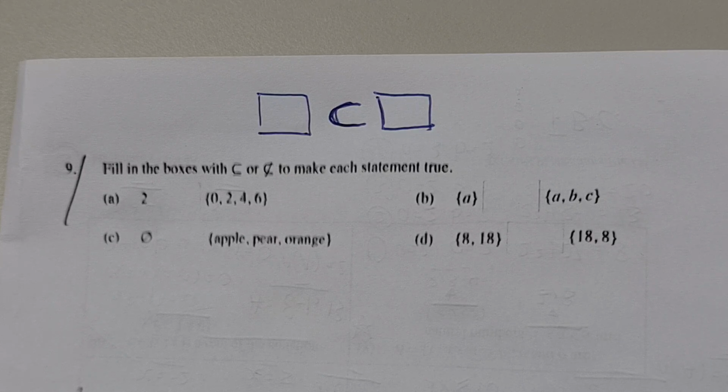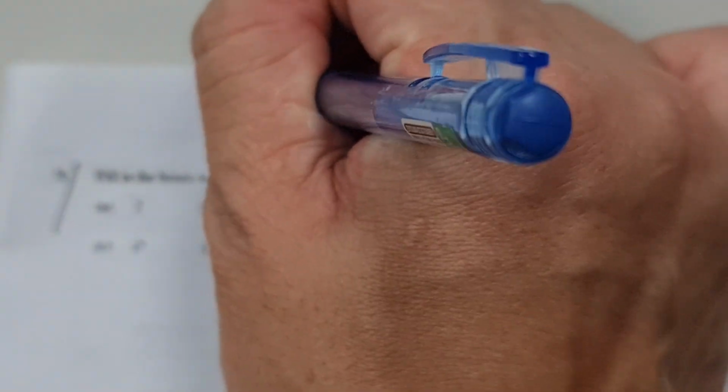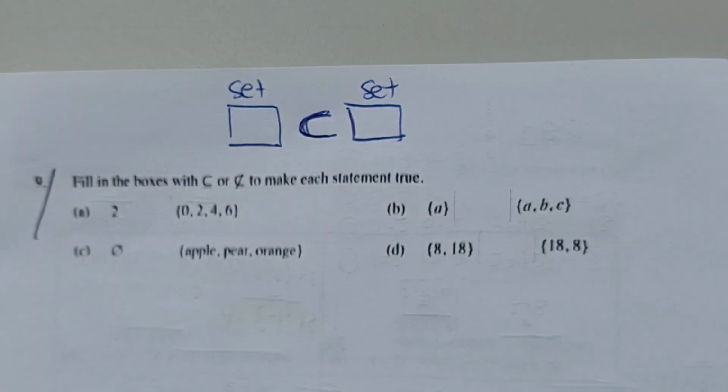Okay, so this one not quite right, huh? But don't worry, good try. So this is a subset, both must be a set. Both must be a set.